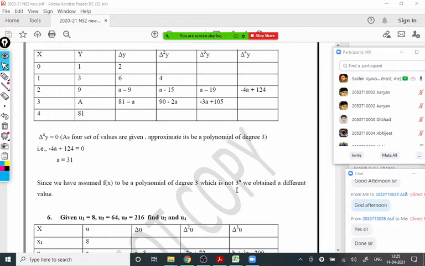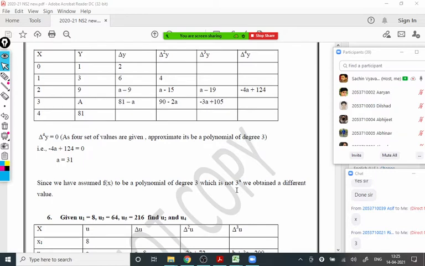Can anyone tell me the degree of the 3 raised to x function? What is the degree of this function, 3 raised to x? Are you learned the Maclaurin series? Asif says the degree is x. No, not correct. Degree is not necessarily the power. Is it 1, sir? Not correct. Not correct.